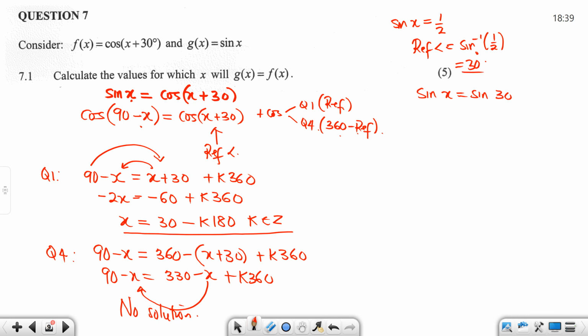What's my reference angle? Does that make sense to you? It's always easier that way. That becomes my reference angle, and you're done. Yes?